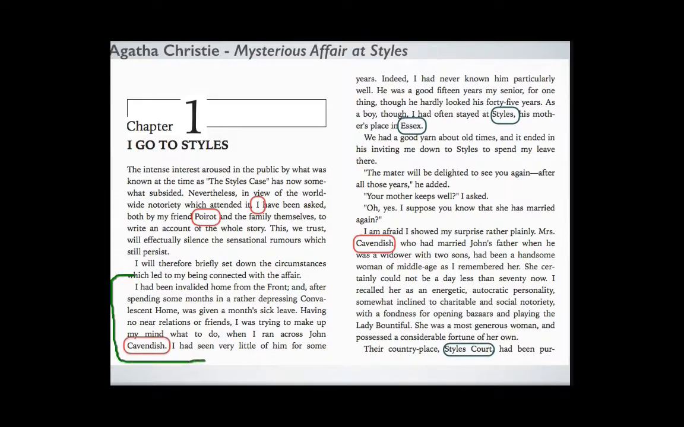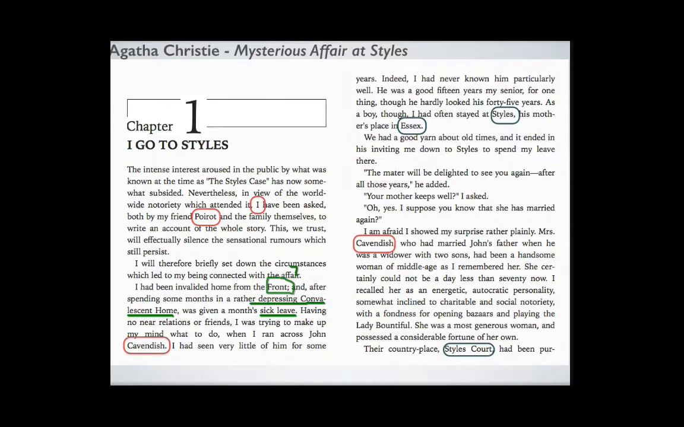All right. Now, a couple vocabulary words in here, and I want to connect it to some background information that I gave you earlier. So let me see if I can mark some words here. So we have, "I have been invalided". That's a word we don't hear anymore. "Home from the Front." Notice Front is capitalized. I wonder if that has a significance. "And after spending some months in a rather depressing convalescent home, was given a month's sick leave."